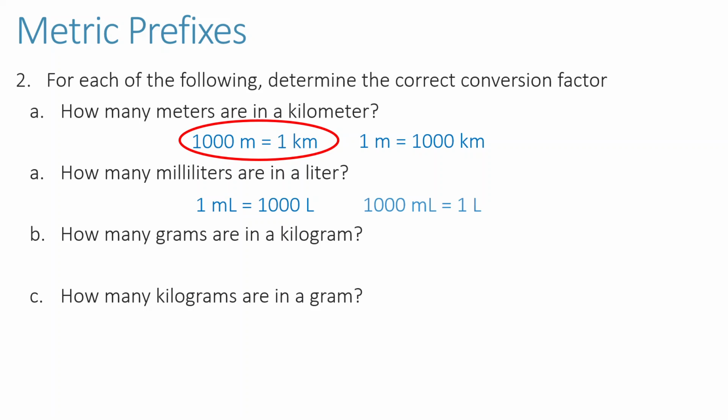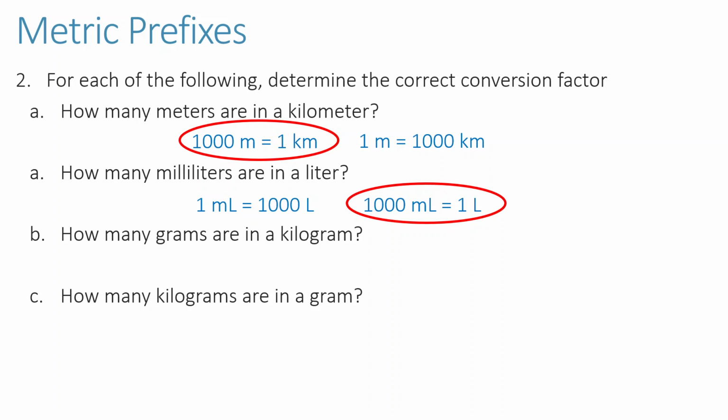So whenever we write our next conversion factor, we have milliliter. So milli means 1,000 times smaller. So what that means is that 1 milliliter is 1,000 times smaller than a liter. So which of these shows that correct relationship? That's going to be this one. Milliliters are small, so if you have a liter, you have a lot of milliliters.